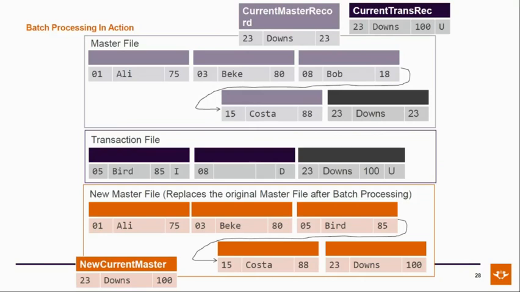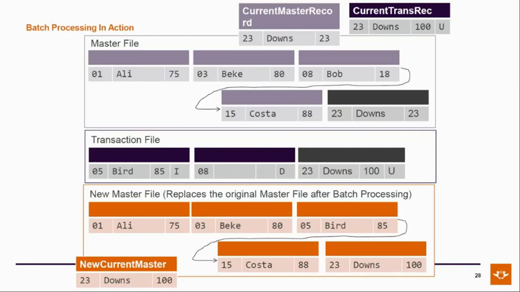And what does 8 tell us to do? What is the D telling us to do? So we delete number 8. Now we read from the master file and the transactional file, cost at 15, downs at 23. Now, again, does it match? Do 23 and 15 match?